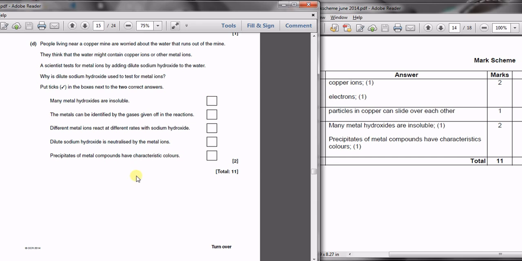The precipitates of metal hydroxide have very strong characteristic colours, and you can use those to identify which metals they came from originally, and so this final row here is also the correct answer. If you're not sure about any of them, you can look at the front of the paper and it gives you some hints about that.